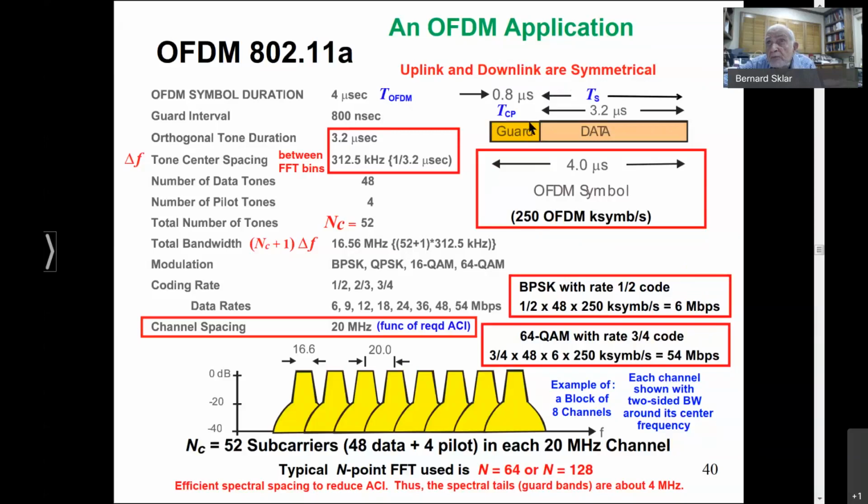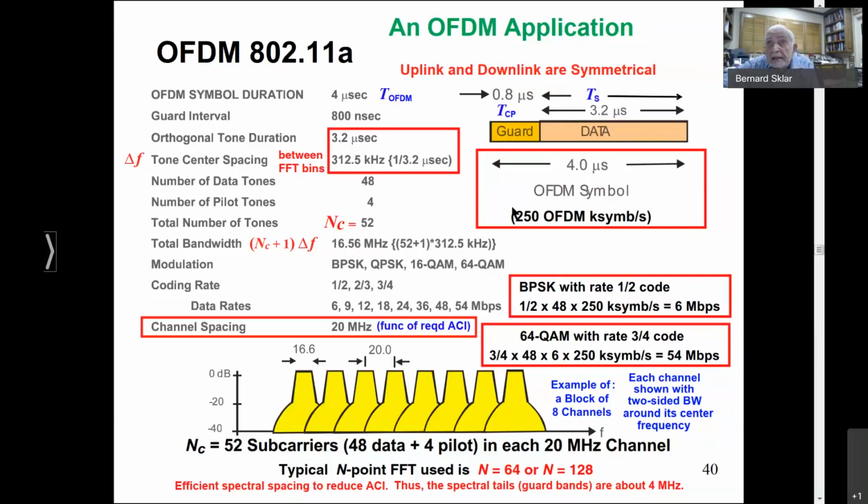And by the way, I said that a typical size for the cyclic prefix is 25% of the T sub S, and this in fact is 25% of the T sub S. And the time for the entire OFDM symbol includes the cyclic prefix. So it's T sub S plus T sub P, which of course is 4 microseconds.